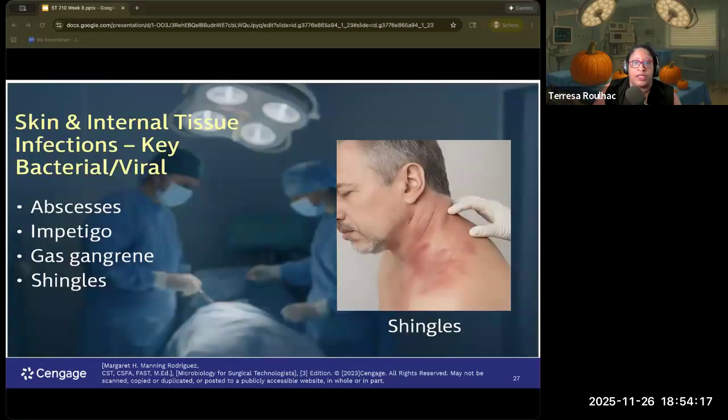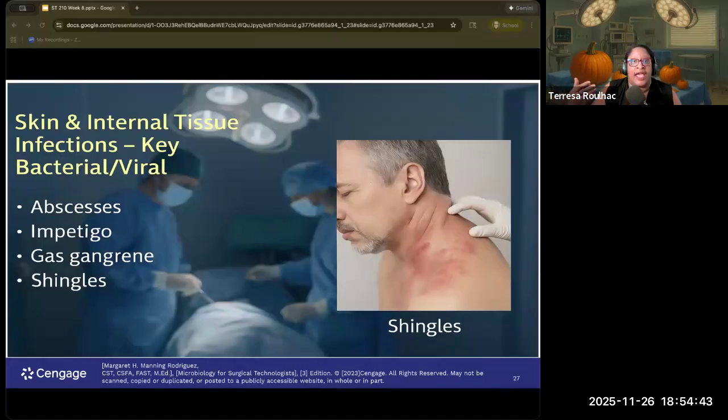Now, we look at skin and internal tissues. We have what's called an abscess. Kind of just talked about the abscess in the brain. We have a pocket of pus. It forms due to some type of infection, but here we're talking about under the skin. You'll see red, swollen, warm. It can be painful. This is going to be common in our patients, especially if there's a wound infection or a post-op complication.